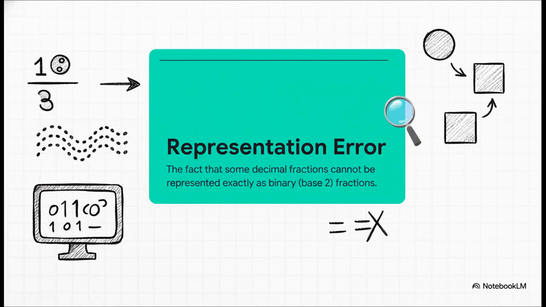And that little gap, the difference between the perfect idea of 1/3 and the messy decimal we actually have to write, well, that has a name. It's called a representation error. It's just the reality of trying to fit a never-ending number into a finite space. And it turns out, computers have this exact same problem, just with totally different numbers.